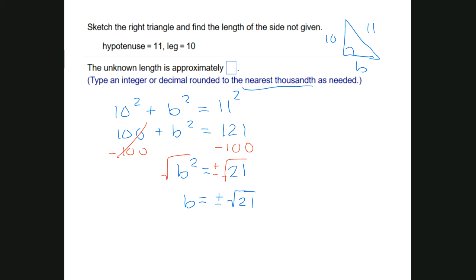All right, type an integer. Well, this is definitely not an integer. It says or decimal rounded to the nearest thousandth. So we have to place this in our calculator. And it looks like 4.5825 is what my calculator is giving me. Again, round to the nearest thousandths. Tens, hundreds, thousandths.